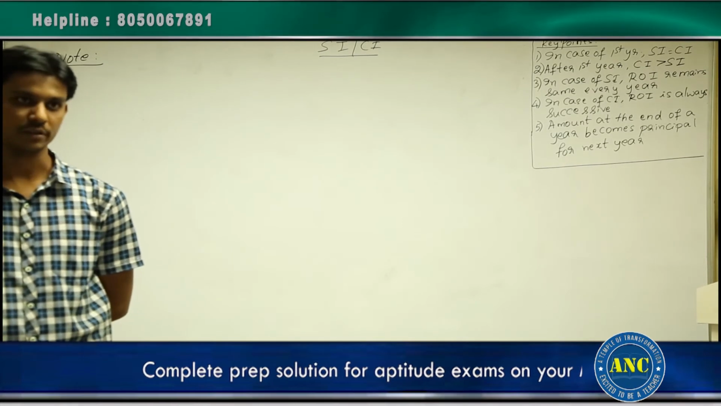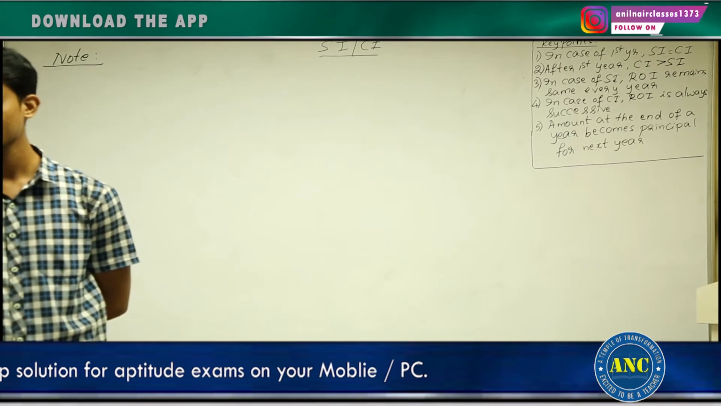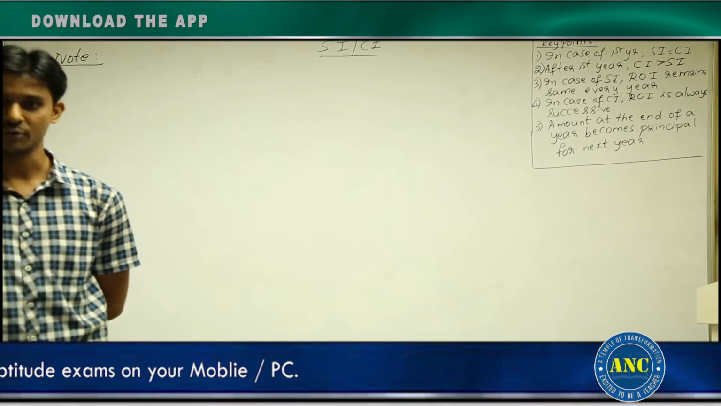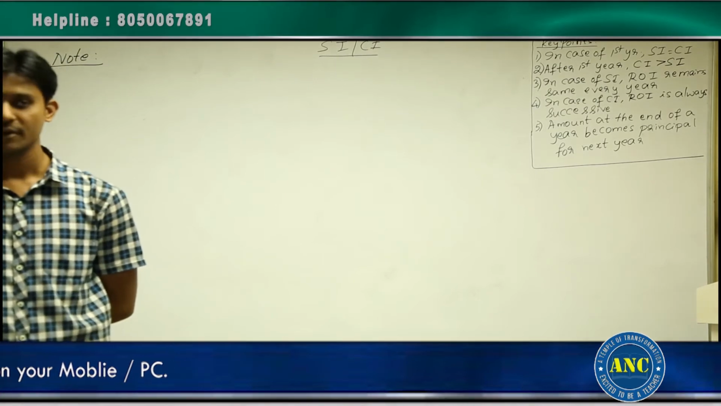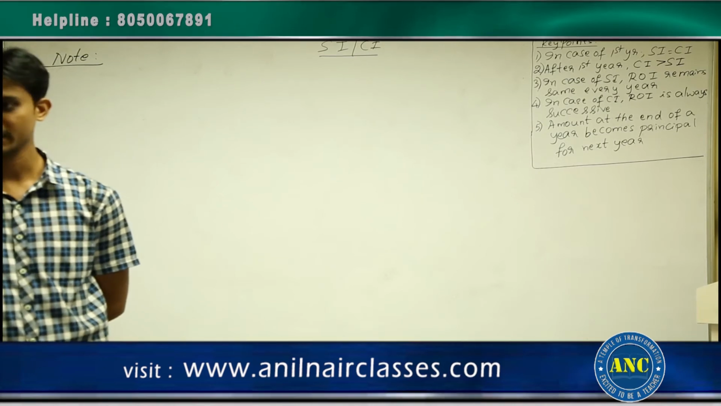You gave me 200 rupees. You told 10% rate of interest. You told 2 years. How much will I return? For 100 rupees it is 10 rupees extra. For 200 it is 20 rupees extra. First year 20, second year 20. I will give you 40 rupees extra. Correct?